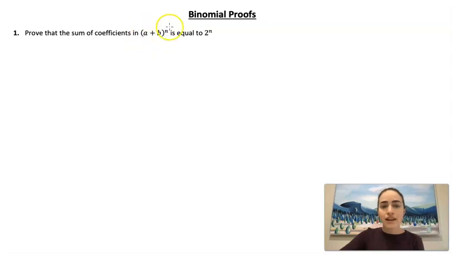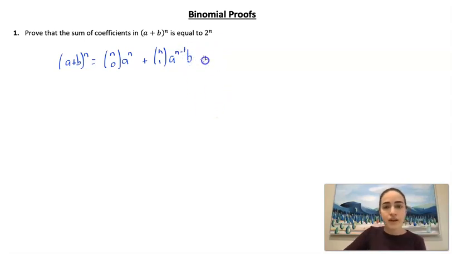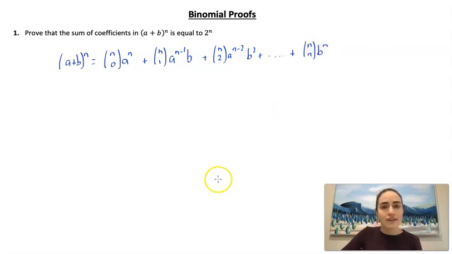So we're going to start by writing out the expansion of this binomial. (a + b)^n is equal to nC0 a^n plus nC1 a^(n-1) b^1, and we keep going, nC2 a^(n-2) b^2, plus, and we can keep going all the way up. We don't know what n is, but it's going to go all the way up until we get to nCn, a to the power of 0, and b to the power of n.